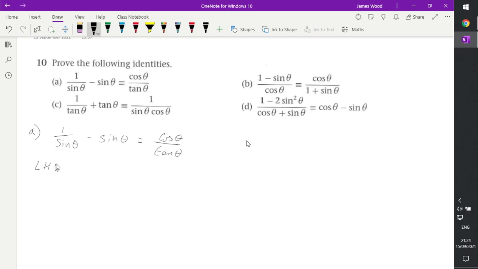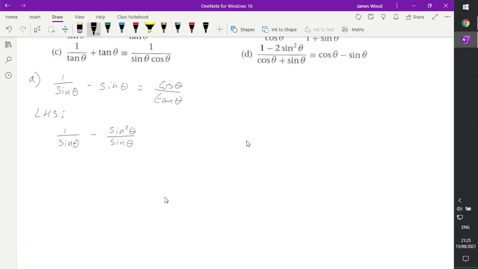So I think I'm going to start at the left-hand side. And what I'm going to do is I think I'm going to try and combine these like I would add fractions. So I'm going to actually write them as the same denominator. You might not think this thing on the right is a fraction, but we can write it as a fraction. So this would be 1 over sine theta. Leave that one as it is. This one, we could write it as sine squared theta over sine theta. Because then they've got the same denominator. Sine squared divided by sine is just sine, so that works.